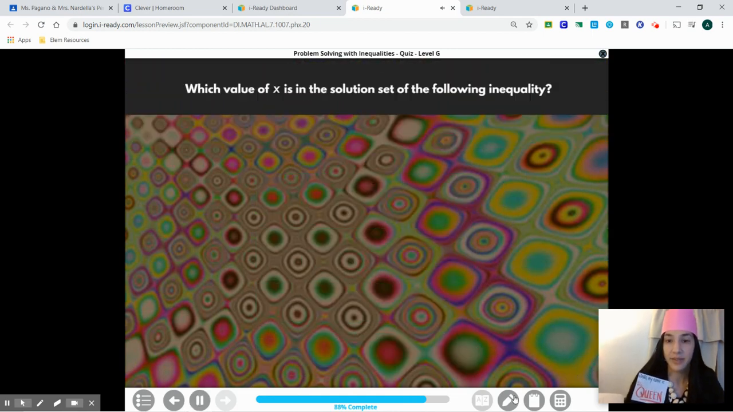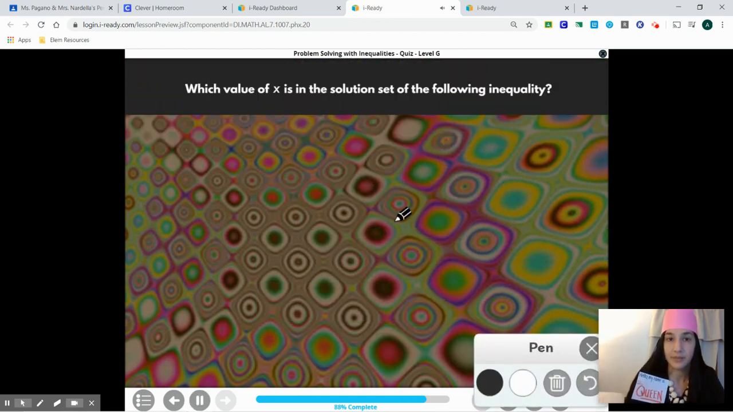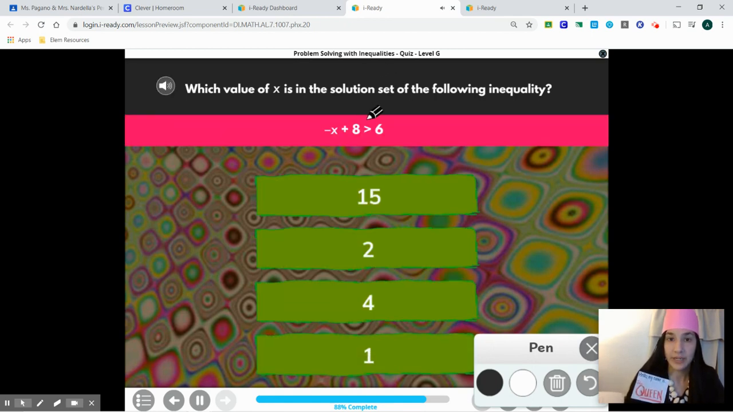Okay, let's do another one. Which value of x is in the solution set of the following inequality? Okay, draw our line. We want to get that x alone, so we're going to start by subtracting 8 from both sides. The 8s will cancel on the left. Bring down the whole negative x, because we have to work with that. Bring down the inequality symbol we have, greater than 6 minus 8, -2.